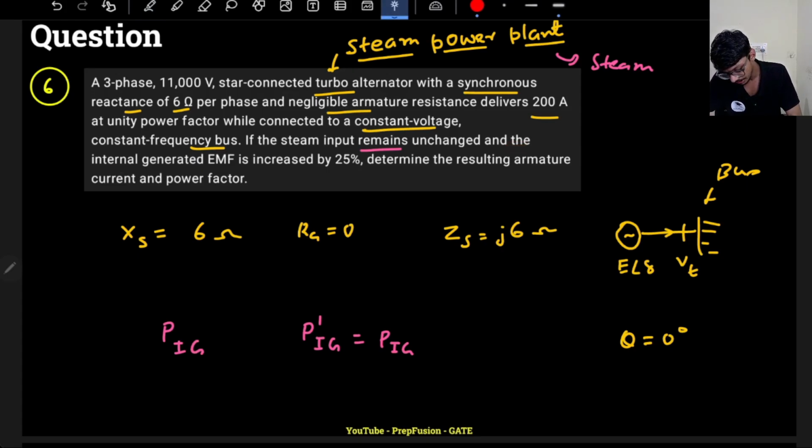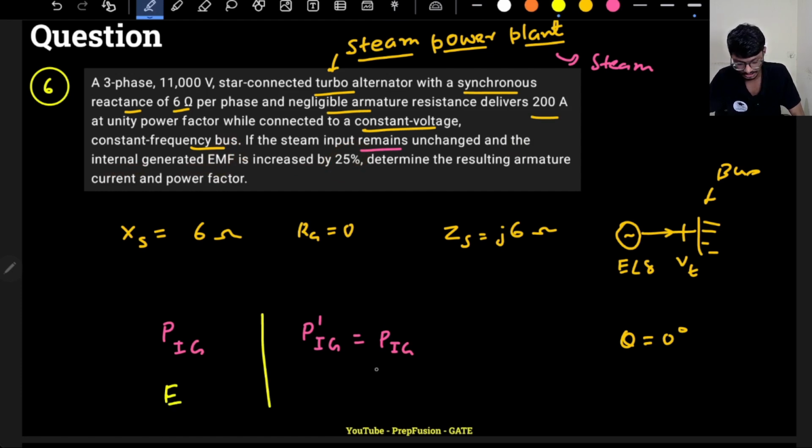And the internal generated EMF is increased by 25%. So in the second case, if initially the EMF was E, E dash will be a 25% increase, so it will be 1.25 of E.